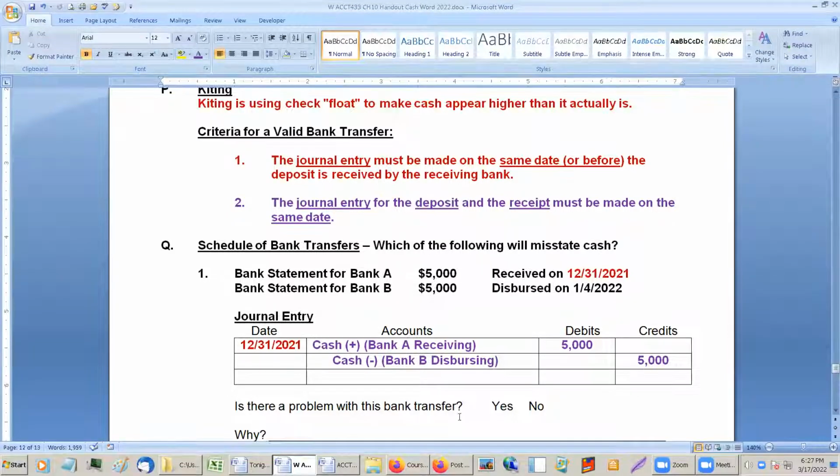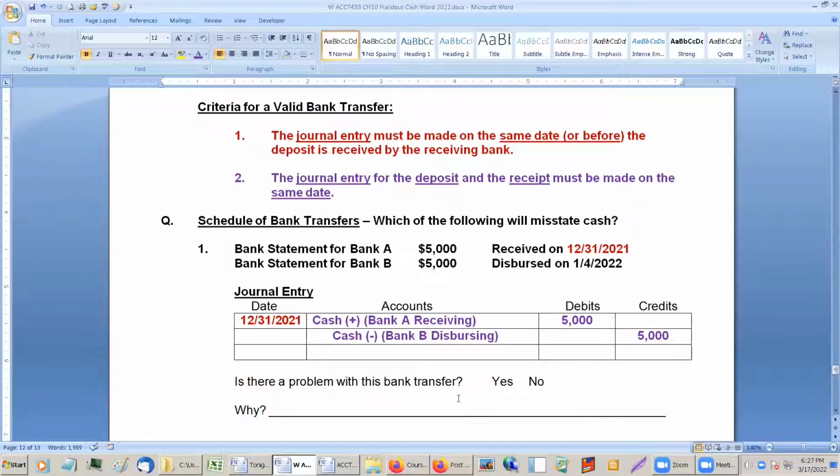So is there a problem with this bank transfer? Nope. So this is how you expect bank transfers to look, the same date or before. And notice here that when you do a bank transfer, your cash really isn't increasing or decreasing, right? Because you're just taking it from one account and putting it in another. So one account has 5,000 more, one account has 5,000 less.